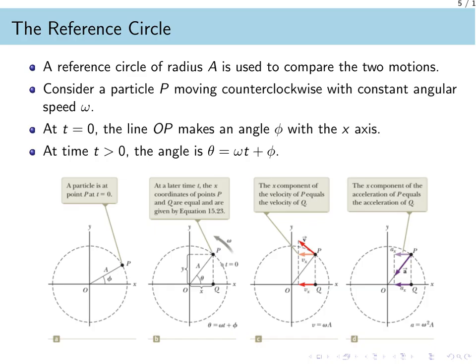At any later time, the total angle of the particle is equal to the angular speed multiplied by time, plus the initial phase constant. We then look at point Q, which is the projection of the particle onto the x-axis. As P circles around, point Q slides back and forth along the diameter. We can show that the horizontal position, velocity, and acceleration of the rotating particle P are identical to the properties of the oscillating point Q.